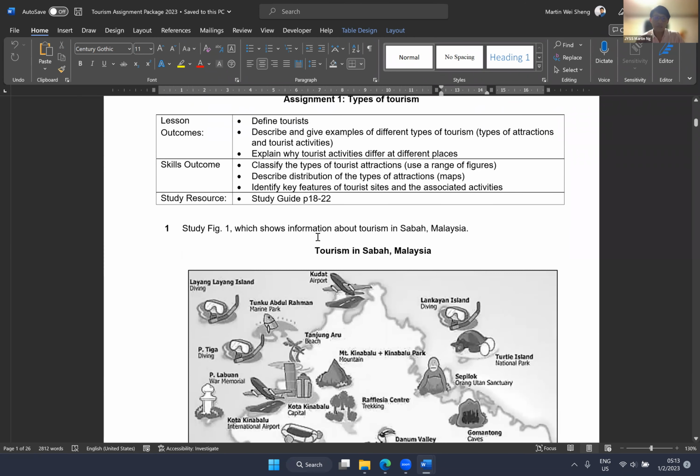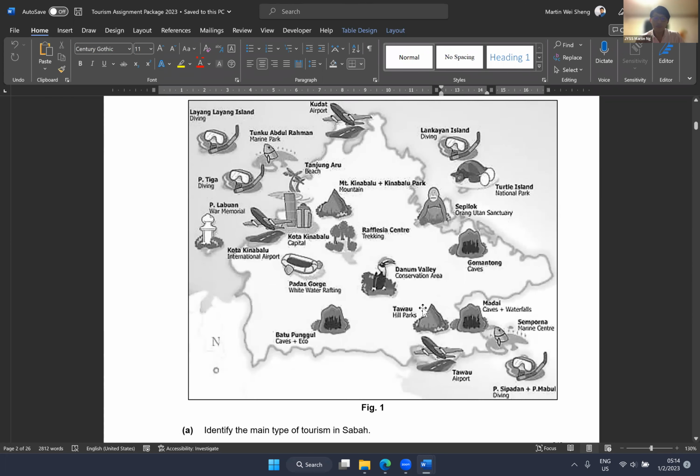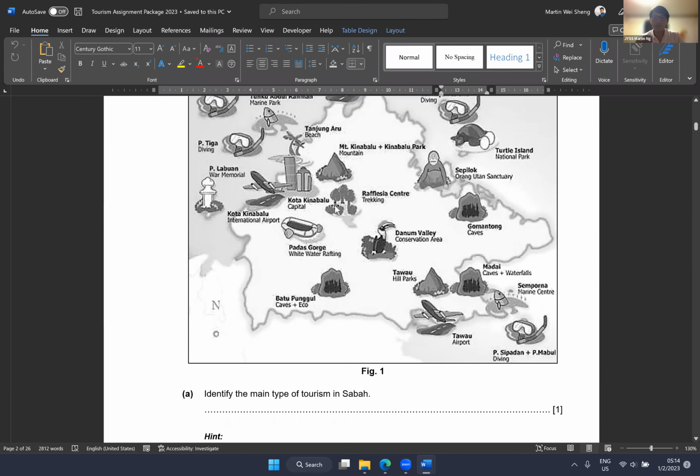All right. So first assignment is on the different types of tourism. So you have to remember there are 4 types of tourism destination, so 4 types of places. Okay, and then 8 types of tourism, which is related to the activities they do at each of the places. Okay. So study figure 1, which shows information of tourism in Sabah, Malaysia. Right. So Sabah is the eastern part of Malaysia, the giant island to the east of mainland Malaysia.